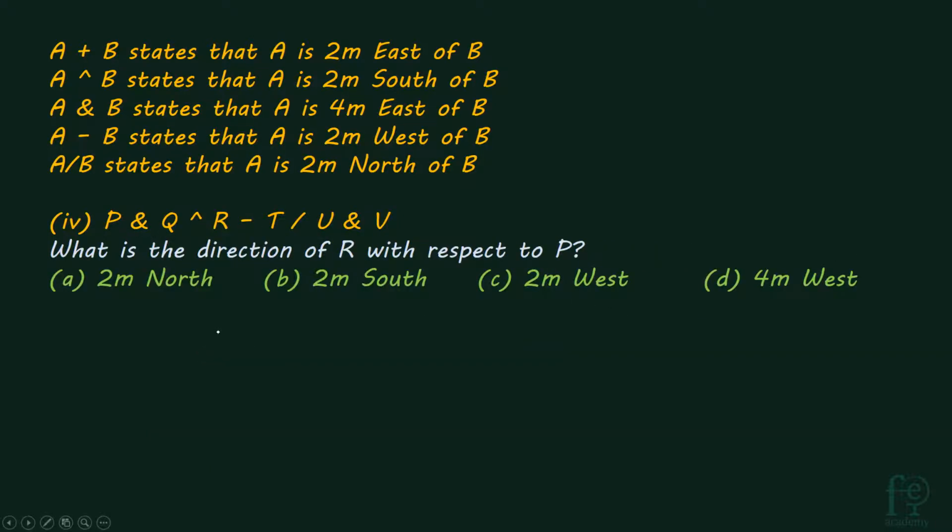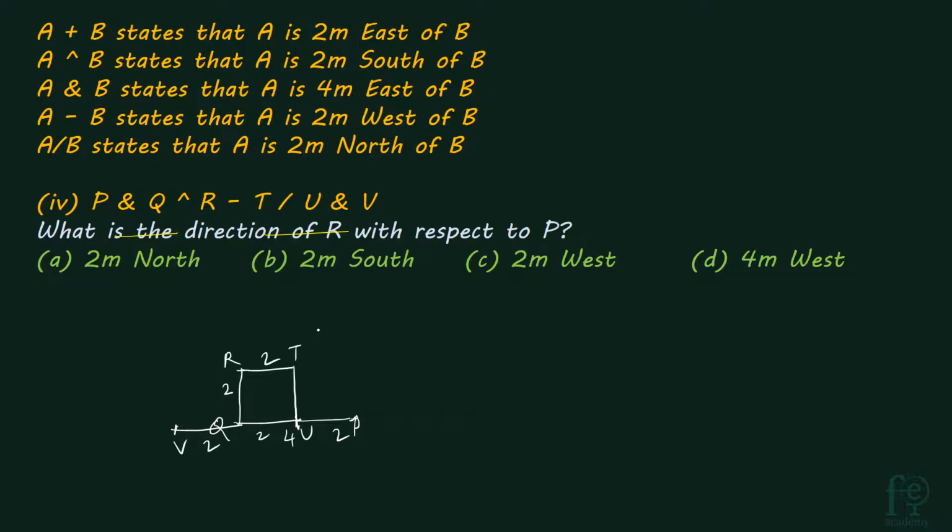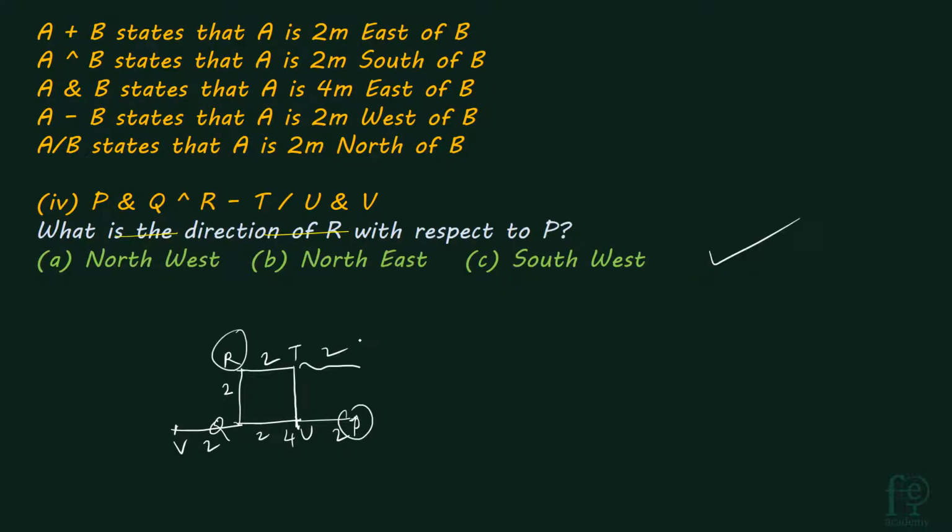Now same question. What is the direction of R with respect to P? This question is same only. So the question is, what is the direction of R with respect to P? So we are drawing the same figure here. The question is the same. P and Q, R minus T by U and V. So we draw the same figure here. What is the question?